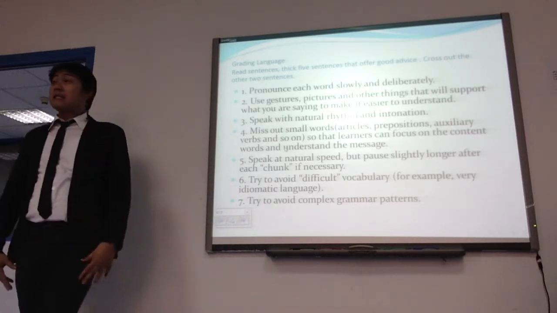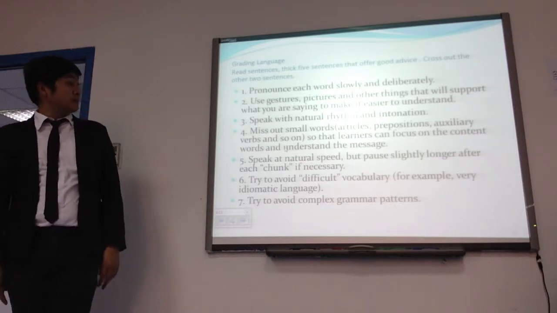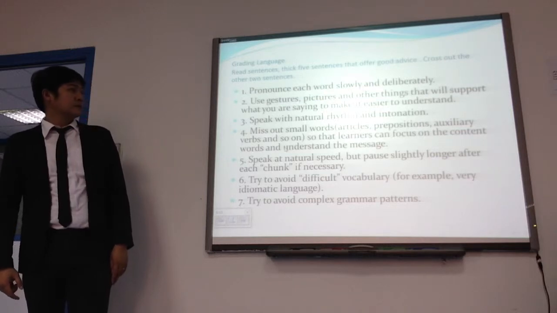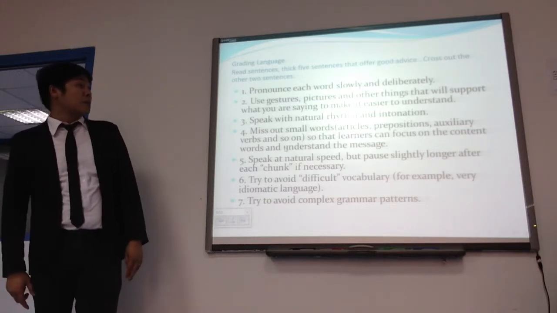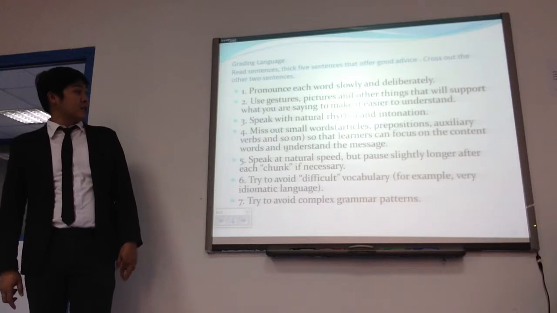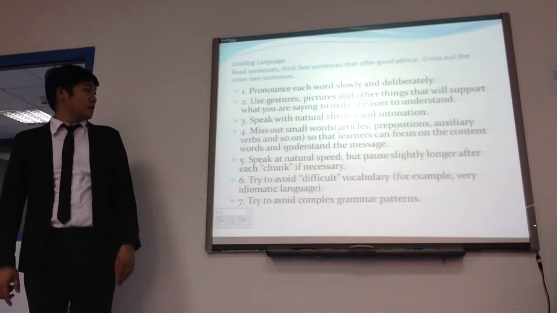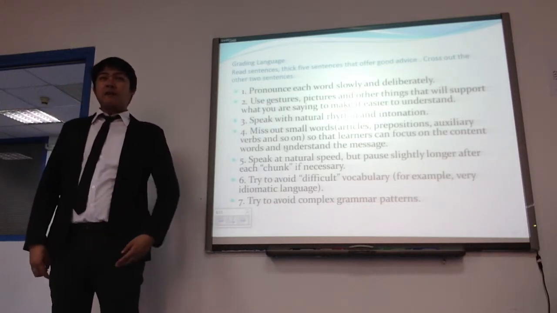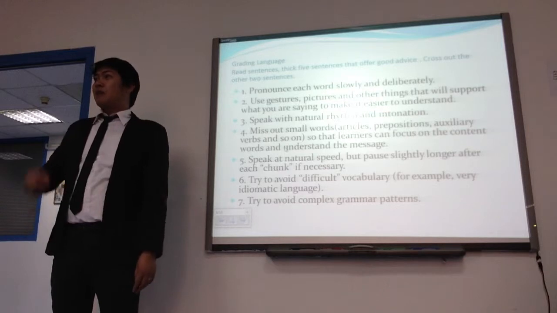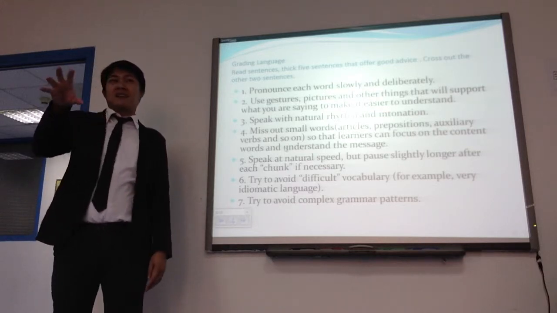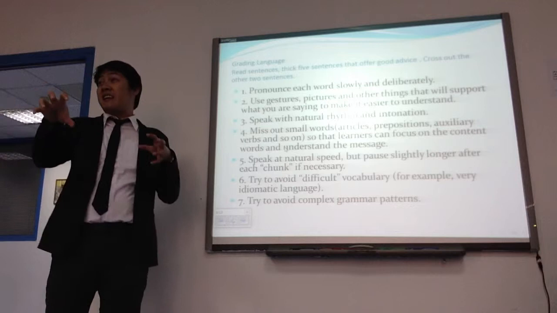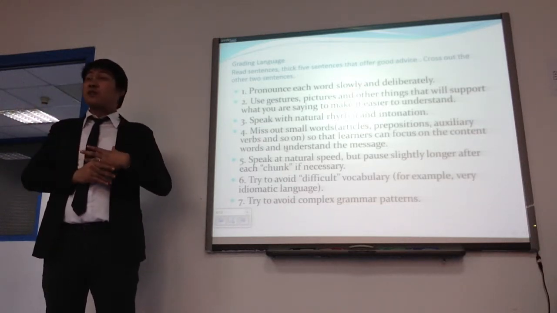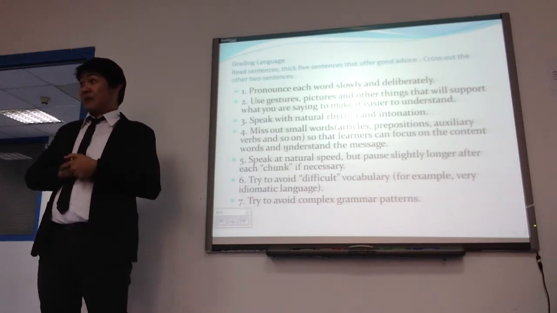Next one, what else? Number 4, why, sir? Keep small words, articles, prepositions, auxiliary verbs, and so on, so that learners can focus on the content words and understand the language. If, for example in reading, your goal is just to get the answers to these questions, to get the ideas, of course we can do this one. But for sure, in certain situations, we have to consider this one, right?